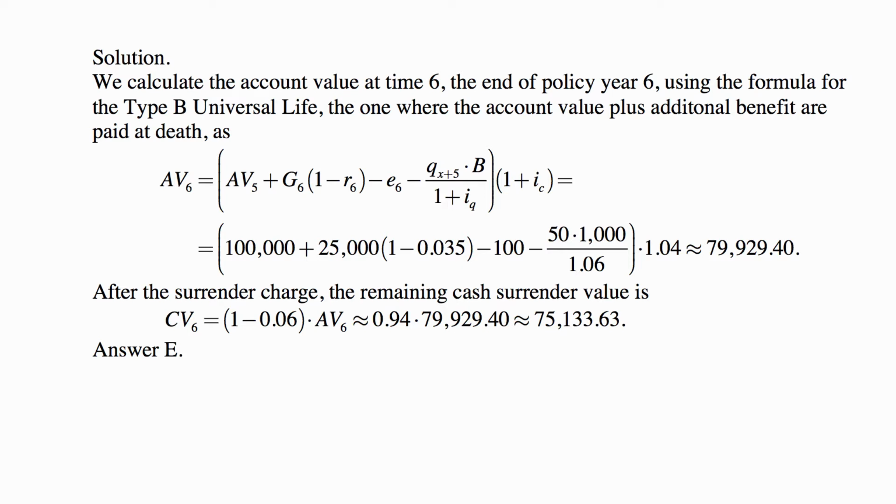But the question is about not the account value, but the cash surrender value, which is what is paid after the surrender charge is subtracted from the account value. So we subtract 6% from the account value. So the cash surrender value is 94% of this account value of approximately 75,133.63, which is answer E.